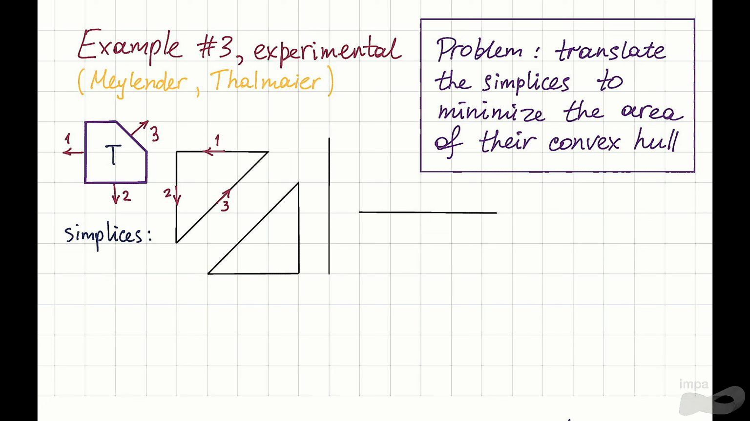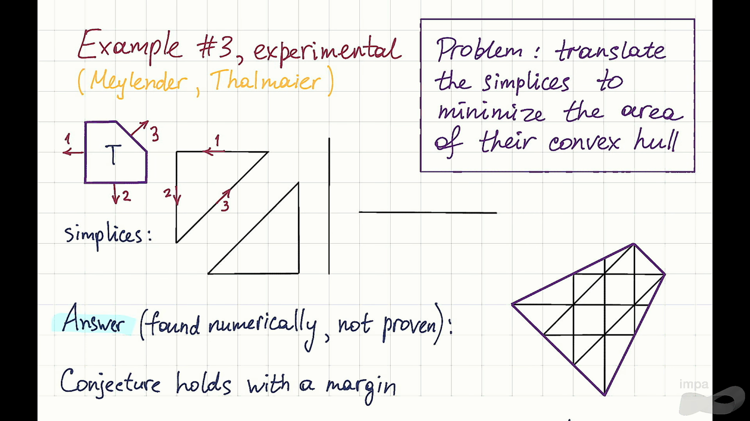So now I have those 4 guys. I asked Thomas and Lou to try to experimentally, numerically with a computer, minimize the area of the convex hull. Here's the answer that they found. And it happens that the equality is not attained. So the conjecture holds with a little bit of a margin, like 2% or something, I don't remember. And also in all the variations, deformations of this example, the Viterbo conjecture was true.